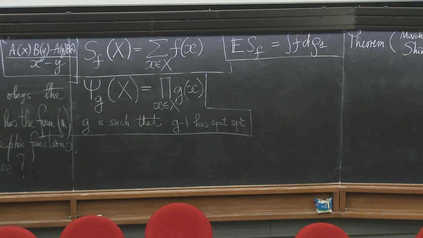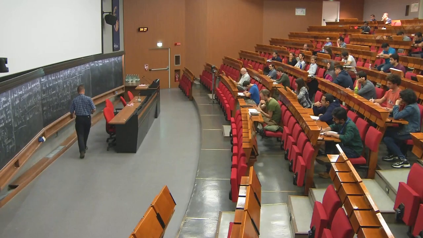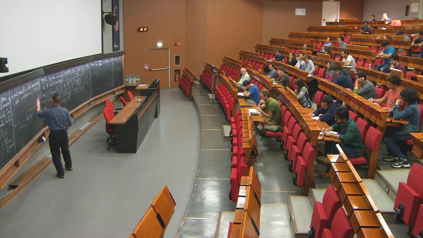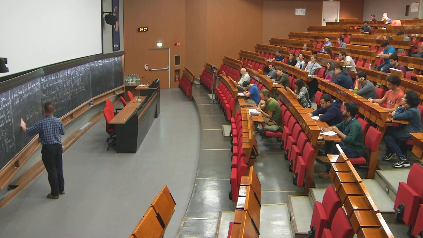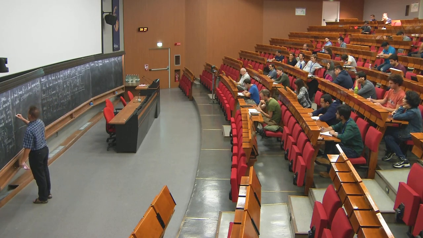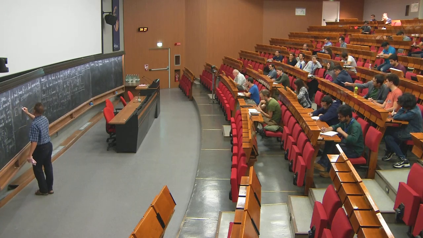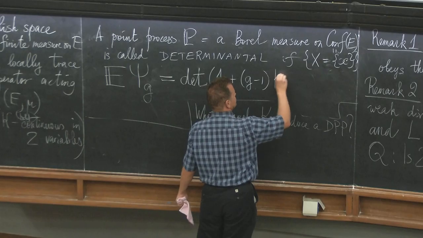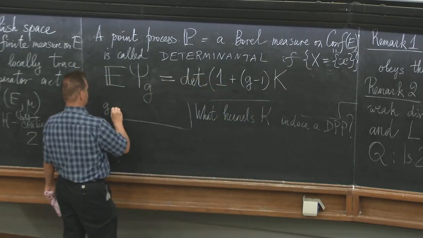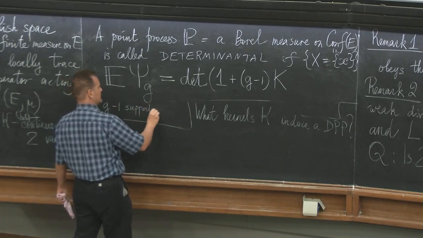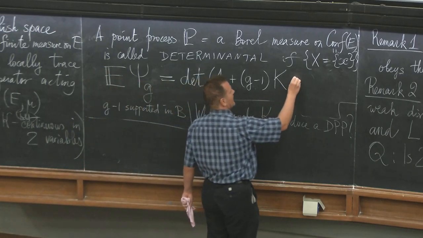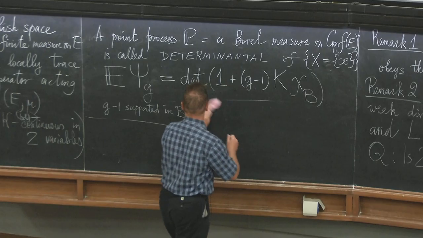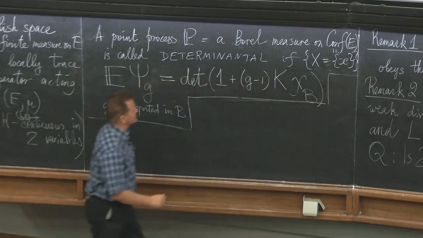Now I can reformulate the determinantal property in these terms, and it is more convenient for me. I will write that the expectation of a multiplicative functional is equal to the determinant of 1 plus g minus 1 times K, where g minus 1 is supported in some bounded set B. So I regularize the determinant by putting a bounded set B here. This is the definition of a determinantal process in terms of multiplicative functionals.